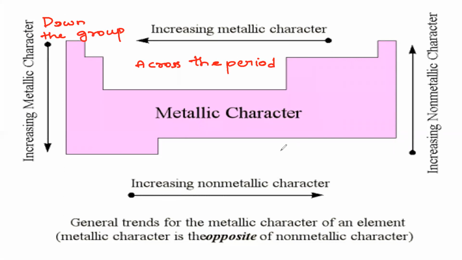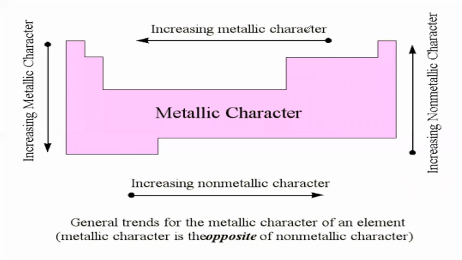Similarly, up the group, non-metallic nature increases, and down the group, metallic character increases. So lithium is less metallic when compared to cesium. Similarly, in the case of non-metals, nitrogen is more non-metallic than the last element in that group, that is lead, and so on. So I hope it is clear now.